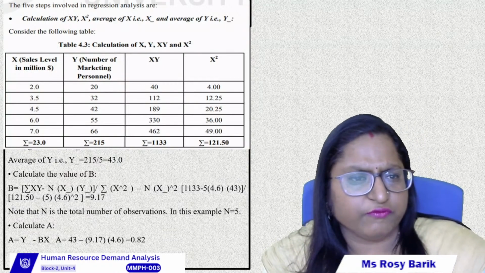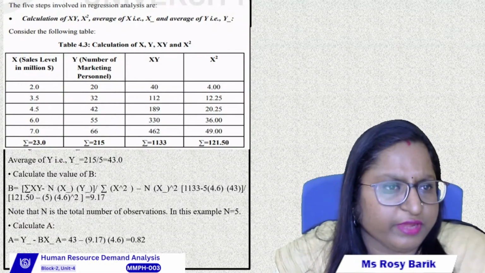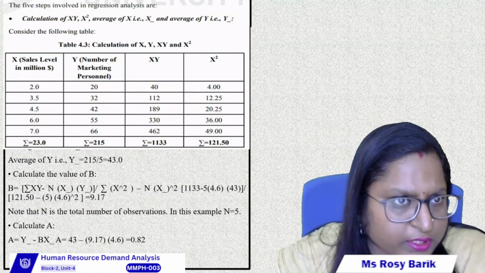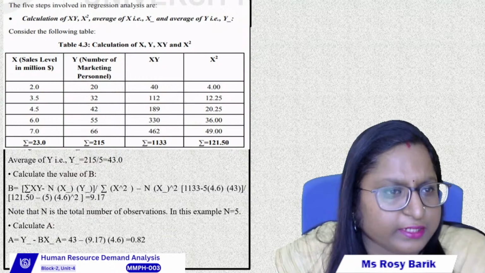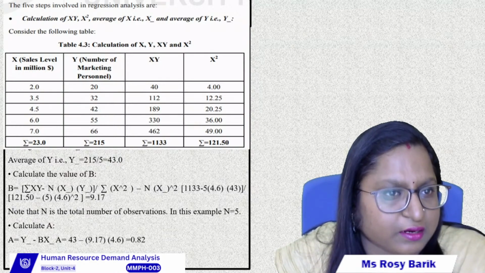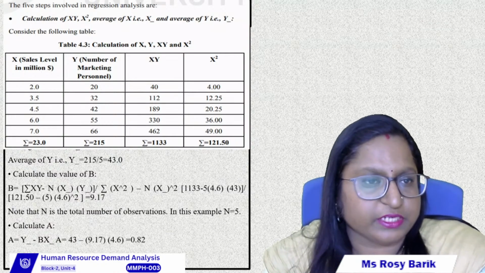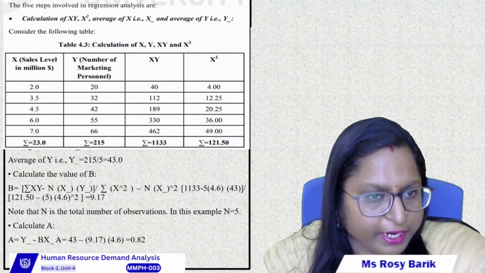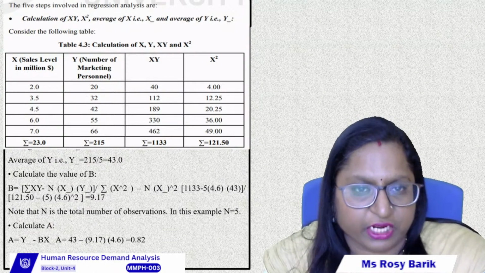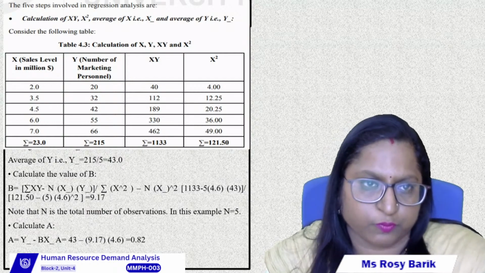Similarly, we can find out the average of x, average of y. First of all, we can calculate the average of x. It is not shown in the slide. We can calculate the average of x, then we can calculate the average of y. Here the summation of x is 23, whereas summation of y is 215. Summation of xy is 1133, whereas summation of x square is equal to 121.50.